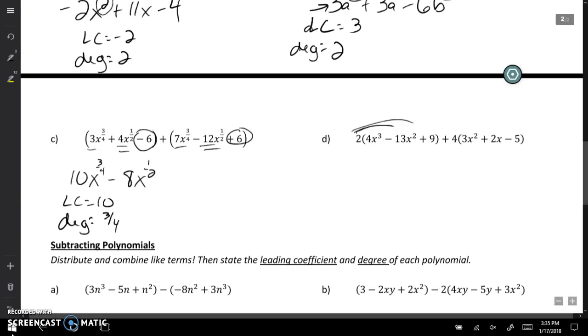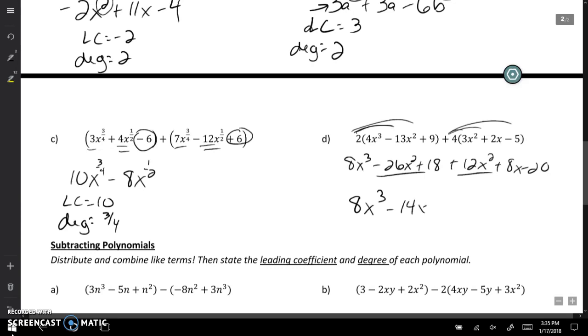We got to distribute now. Okay, here and there. So we get 8x cubed minus 26x squared plus 18. Now we've got plus 12x squared plus 8x minus 20. No other x cubed, so it's just 8x cubed. Minus 26x squared plus 12x squared is minus 14x squared. Okay, the only x we've got is just that, so plus 8x.